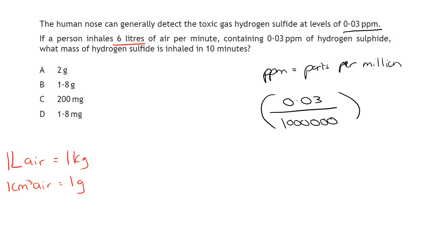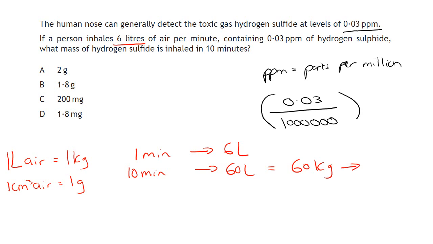So in this question, we were told 6 liters per minute of air containing 0.03 parts per million of hydrogen sulfide. What mass of hydrogen sulfide is inhaled in 10 minutes? So 1 minute was 6 liters, so 10 minutes is going to be 60 liters, which is 60 kilograms. Now, all of these answers are in grams or milligrams, so I'm going to turn this into grams. So just multiply by 1,000.